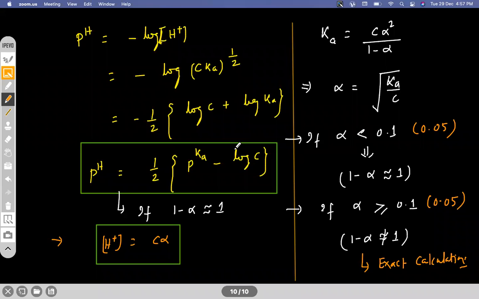Usually we use 0.1 also. 0.05 also you can take. Like assume 0.05 only, that's fine. You'll get questions in which the value won't lie in this range. So anyone you can take in mind. In some books they write 0.1, in some books they write 0.05. 0.05 you can take, not a problem. But keep this in mind, okay?